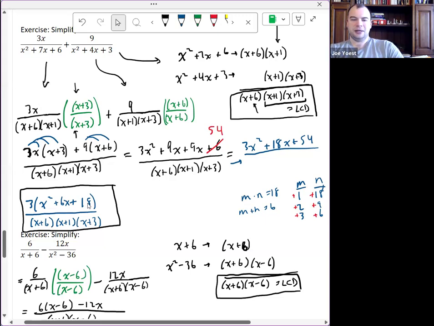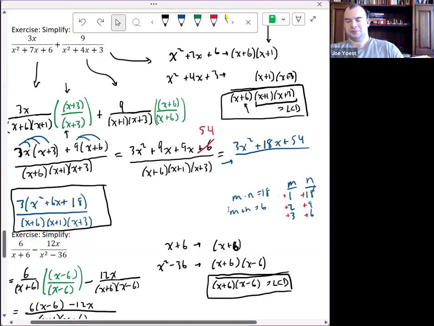Can that factor? Maybe that has a factor of, say, x plus 3, and we'll be able to divide out a factor of x plus 3, something like that. Let's check. X squared plus 6x plus 18, to factor that, I'm looking for two numbers that multiply to 18 and then add to 6. So that's what I did over here in this little bit of scratch work.